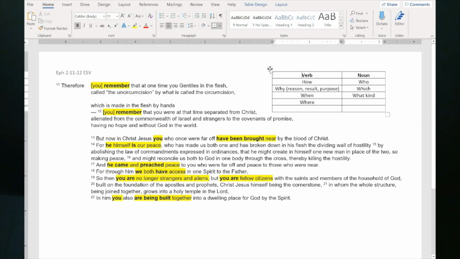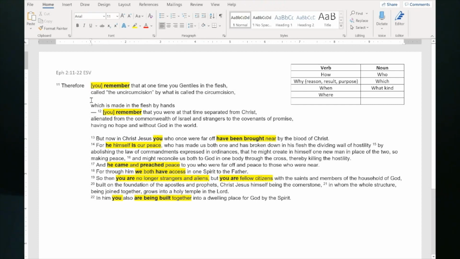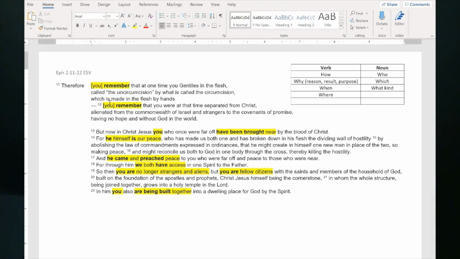We'll just do that for now. What you want to do is take these phrases and use them. You want to see what it is that they're actually telling you more about. So if we take this first phrase here, a clause, it says called the uncircumcision by what is called the circumcision.